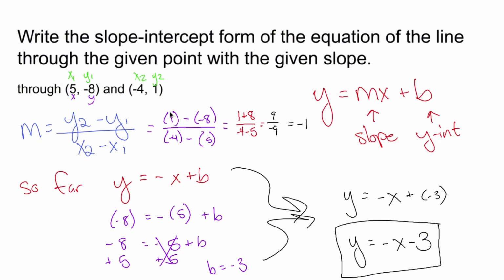So lots to do, lots of sloppiness to deal with, but that's how you find slope-intercept form when given 2 points instead of just given the slope and the y-intercept.